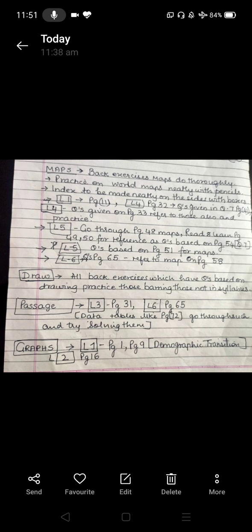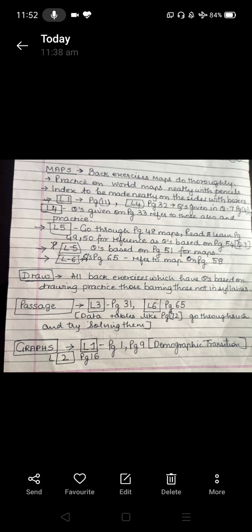Now maps, you are going to see the back exercises. Do them thoroughly. Practice on world maps. Please buy some world maps. Practice on them neatly with pencils. Instructions are given on the paper. Index them correctly, nicely, neatly. I don't want it in a haphazard way. It should be according to the board standards, with boxes.